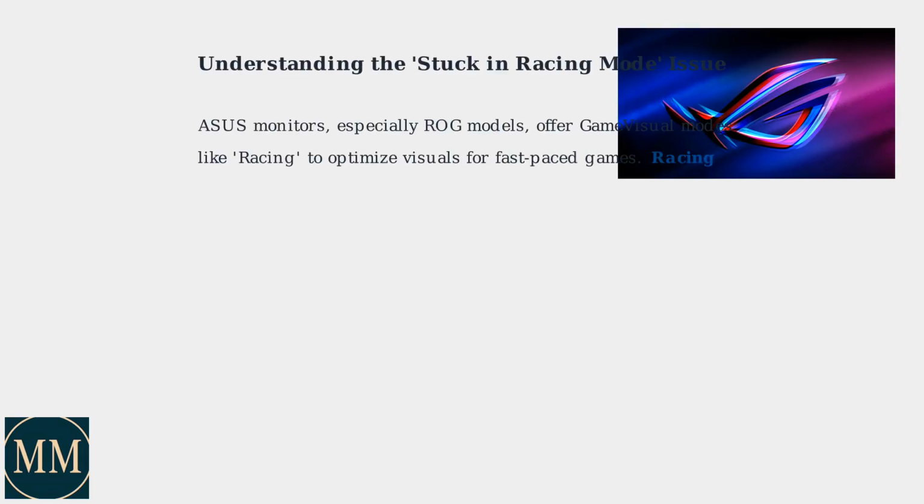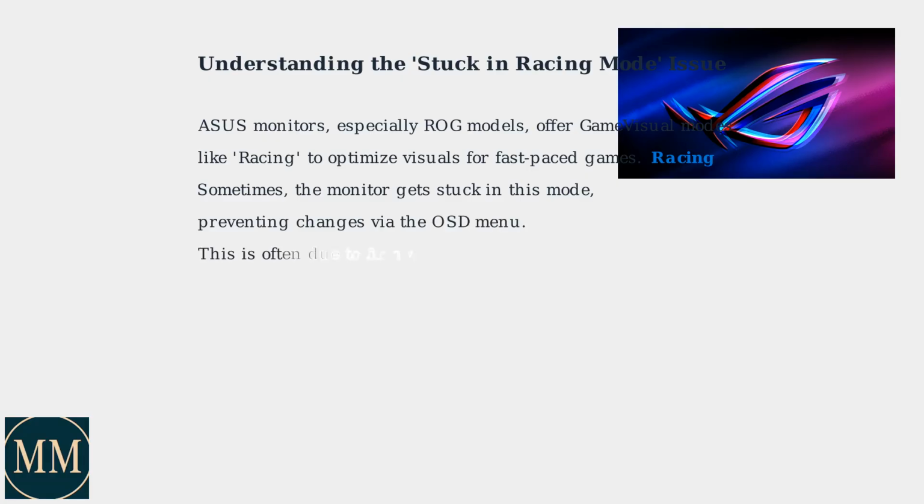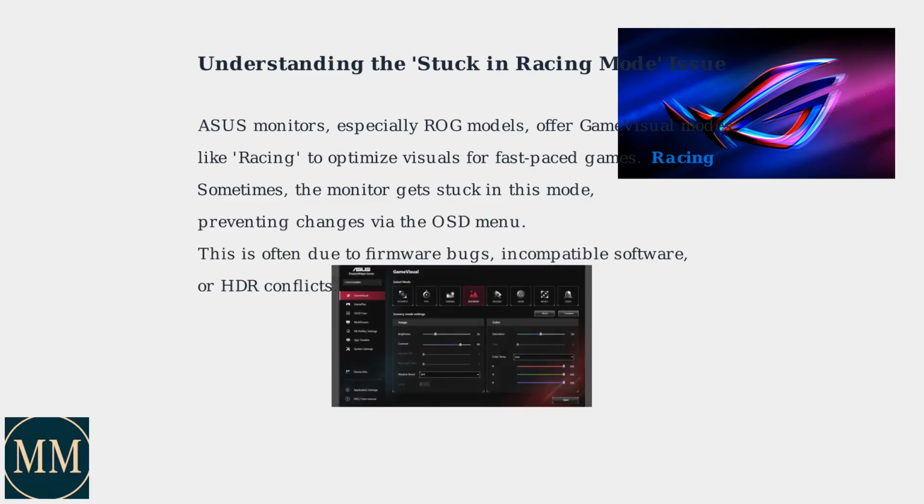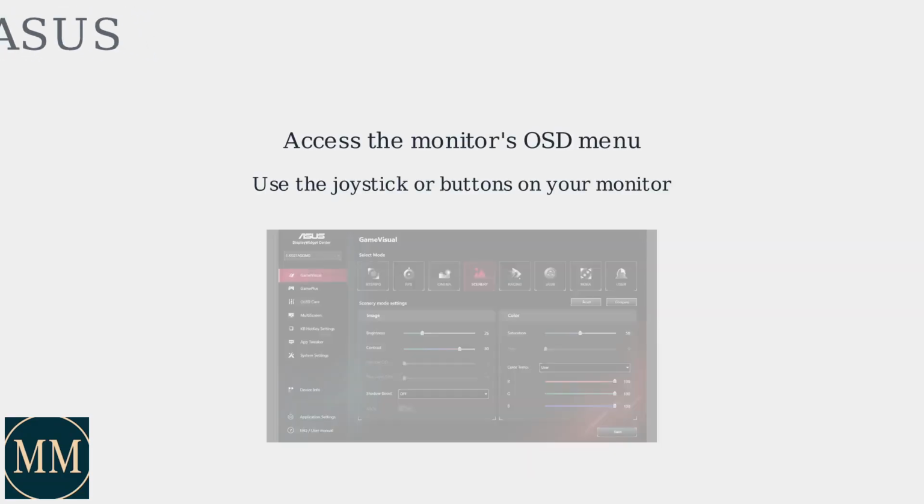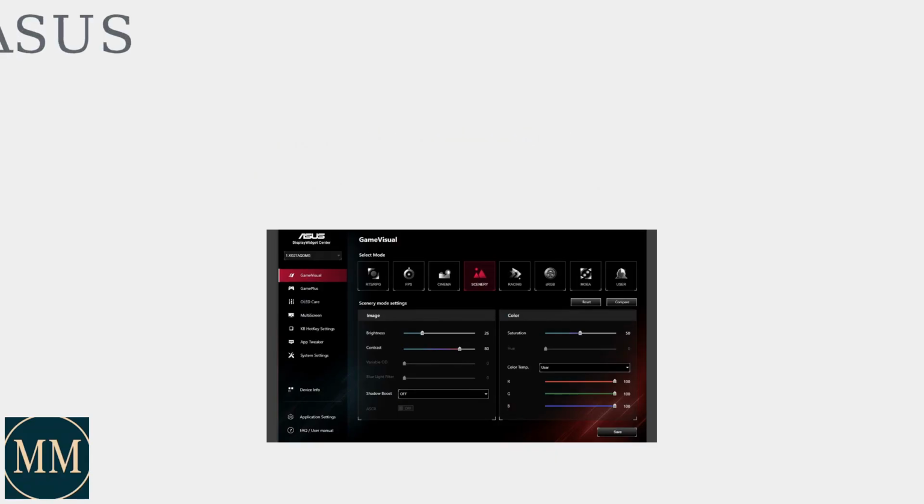ASUS monitors, especially ROG models, offer GameVisual modes like racing to optimize visuals for fast-paced games. Sometimes the monitor gets stuck in this mode, preventing you from changing settings via the OSD. This is often due to firmware bugs, incompatible software, or HDR conflicts. The primary solution involves using the monitor's OSD to switch out of racing mode.